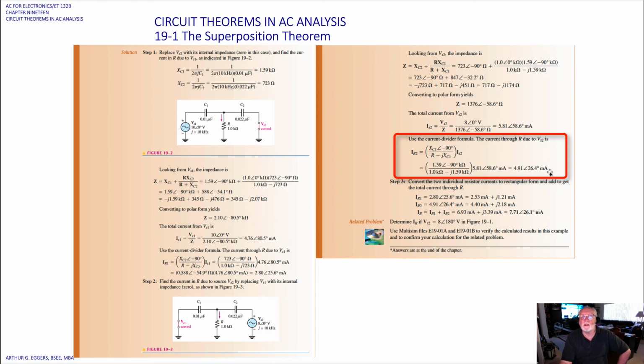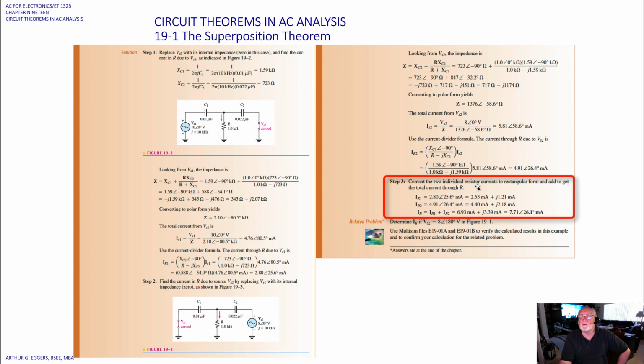76.4 degrees in milliamps. Converting the two individual resistor currents to rectangular form and then add them together. So now we take our two currents that we just solved for, we have them in polar form, we're going to convert them to rectangular form, and we get a sum of 7.71 at an angle of 26.1 degrees in milliamps. So this really is a gyration and a circus of converting rectangular to polar, polar to rectangular, so that we have the right form so that we can do our solutions and adding our terms together.